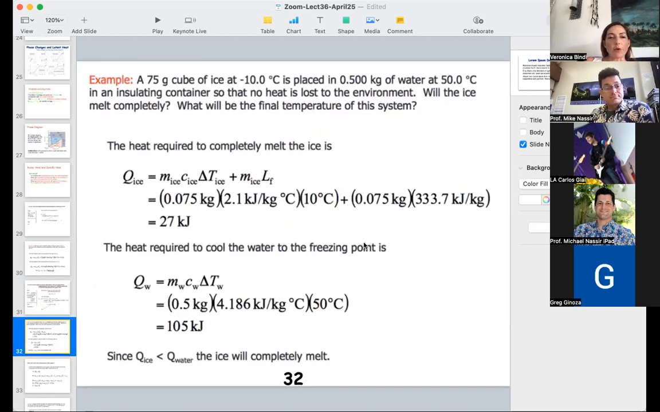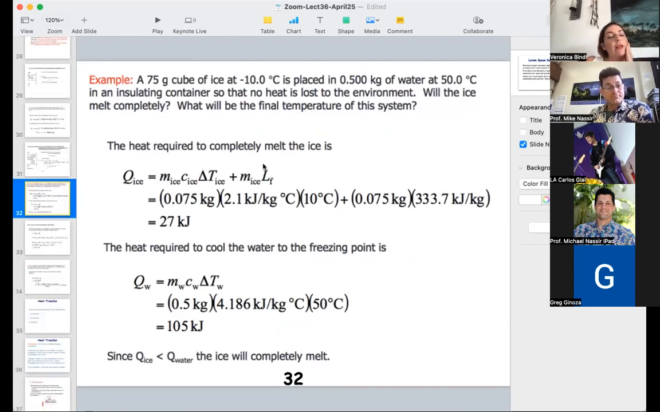Let's see one that involves instead the change. It's really the last minutes when we are doing this interesting example. So we have a 75-gram cube of ice at minus 10 Celsius, which is placed in 0.5 kilogram of water at 50 degrees Celsius in an insulating container so that no heat is lost to the environment. Will the ice melt completely? What will be the final temperature of the system?